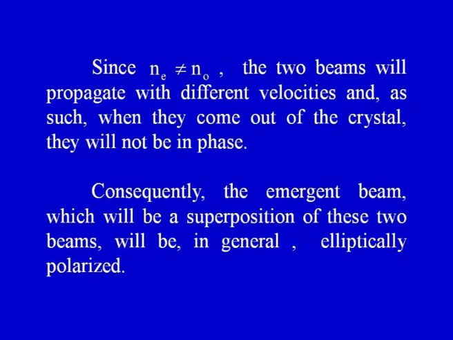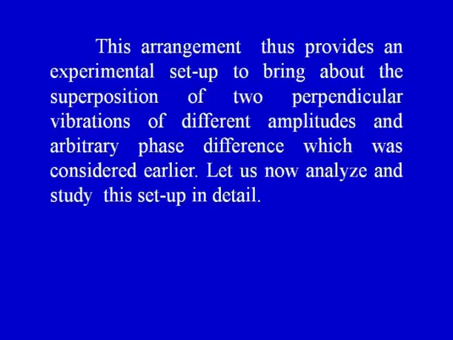Consequently, the emergent beam, which will be a superposition of these two beams, will in general be elliptically polarized. We have discussed this case in the earlier lecture as well. The arrangement thus provides an experimental setup, and that is the main thing. We are discussing the experimental setup now to bring about the superposition of two perpendicular vibrations of different amplitudes and arbitrary phase difference, which was considered earlier as I pointed out.